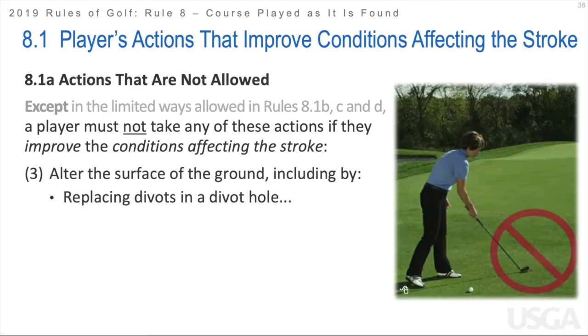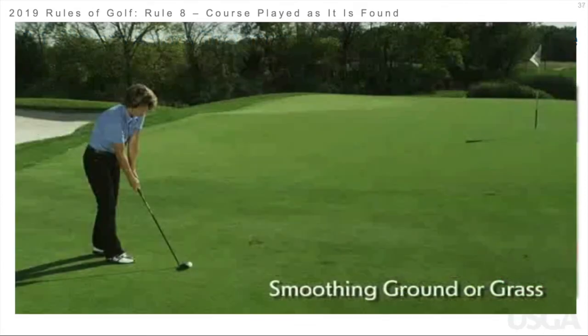The player must not alter the surface of the ground, including by replacing divots in a divot hole. In the picture on the right, the player is replacing a divot in a divot hole that results in improving her line of play. She's trying to play a shot low on the ground, and she has essentially made the ground a little bit smoother for herself by replacing that divot.